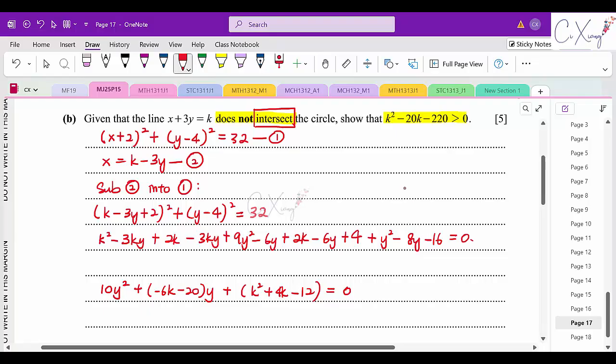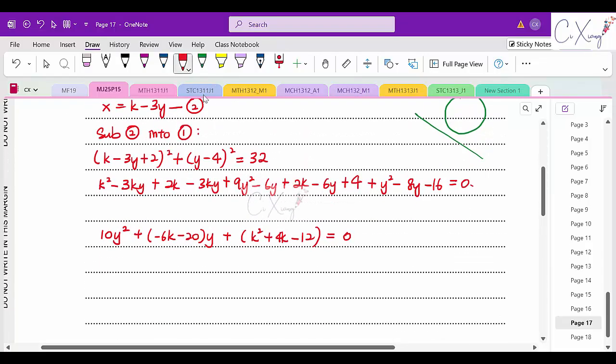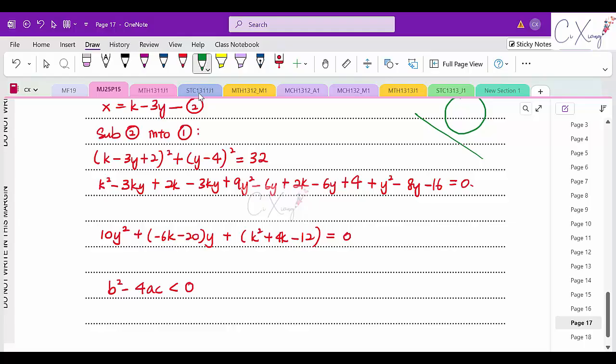Right. And since they are telling us that the line and the curve do not intersect, that means if let's say I have a circle, right, this particular line does not intersect with the circle. So that means there's no intersection point or no real root. Therefore, we are going to use the concept of the discriminant, where b squared minus 4ac should be smaller than 0. What is your b? Your b is this one. What is your a? a is 10. And what is c? c is this whole thing here.